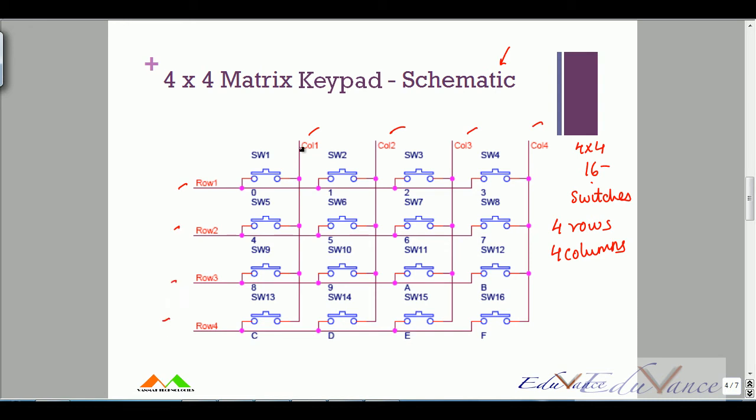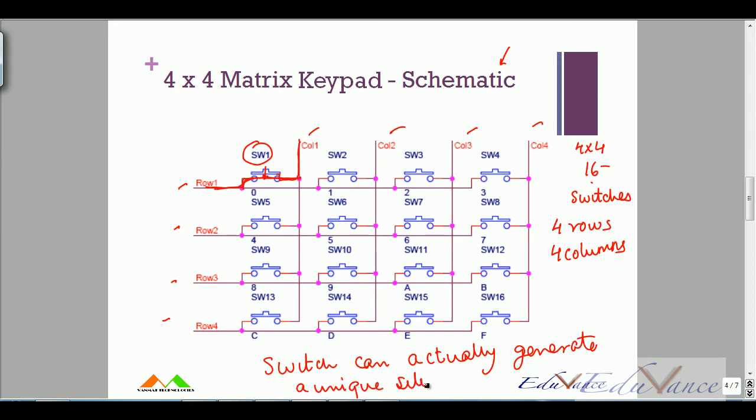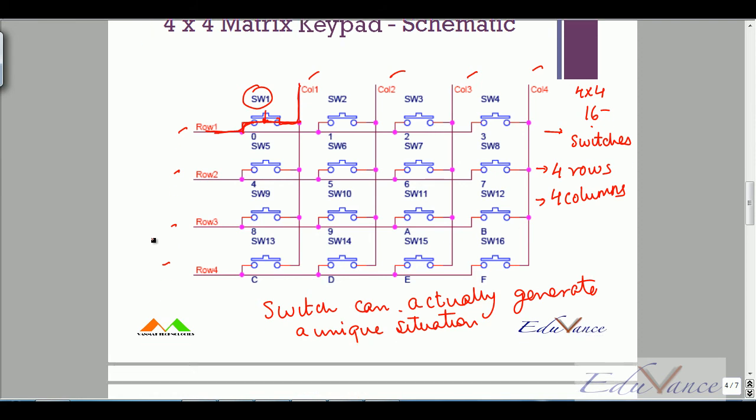Now, if you see very carefully, each row and column has a switch in between, strategically placed so that one switch, if pressed, can short this path here. The other paths would remain open, and in the schematic, as you see, each switch can actually generate a unique situation, which we will see as part of the practical operation. So again, for the schematic, we have 4 rows and 4 columns, 16 switches connected in a matrix structure. So let's understand the principle behind this.